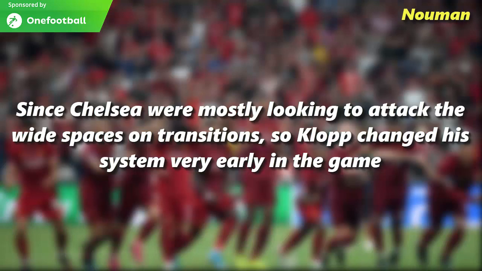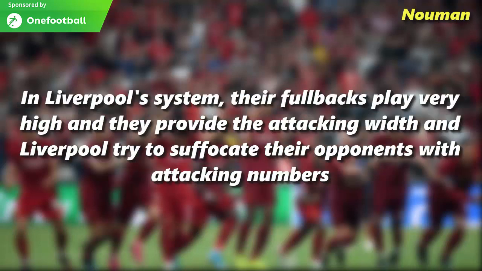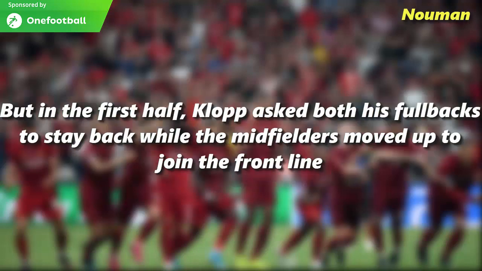Since Chelsea were mostly looking to attack the wide spaces on transitions, Klopp tried to change his system very early in the game. In Liverpool's normal system, their fullbacks play very high, and they provide the attacking width, and Liverpool try to suffocate their opponents with attacking numbers.